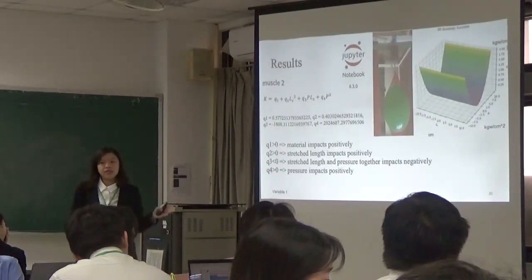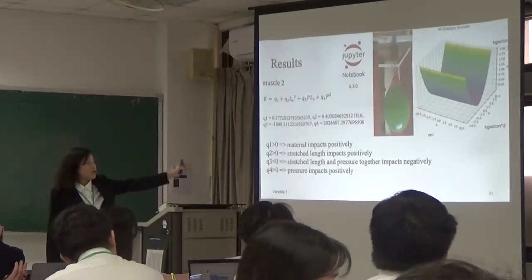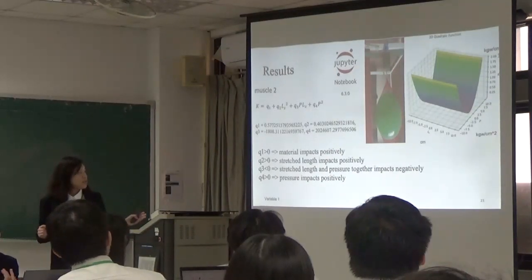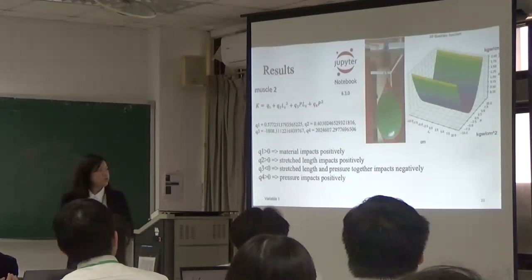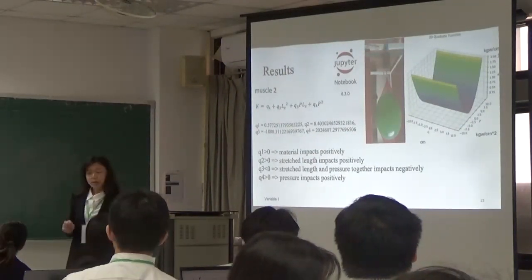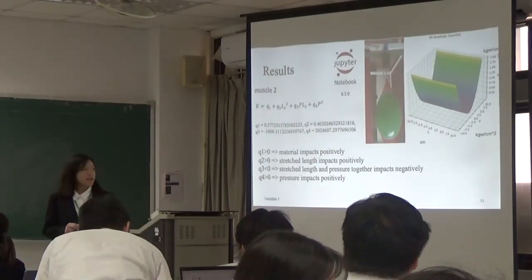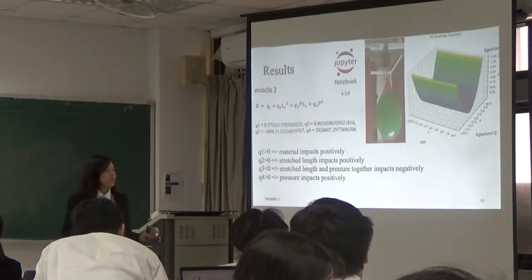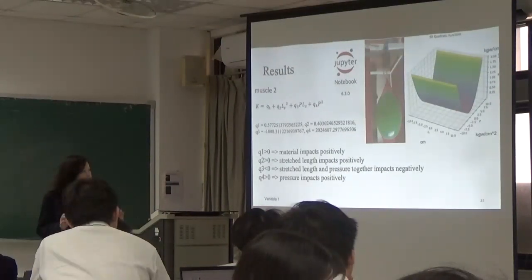And this is the result of muscle 2. As you can see, the Q1 is bigger than 0, meaning that the material impacts positively. And the Q2 is also bigger than 0, meaning that the stretched length impacts positively. And Q3 is smaller than 0, meaning that the stretched length and the pressure together impact negatively. And Q4 is bigger than 0, meaning that the pressure impacts positively.